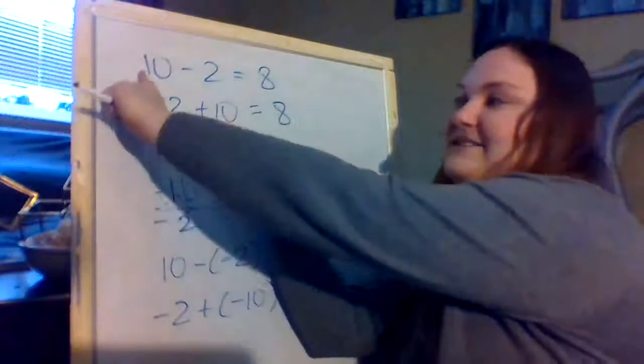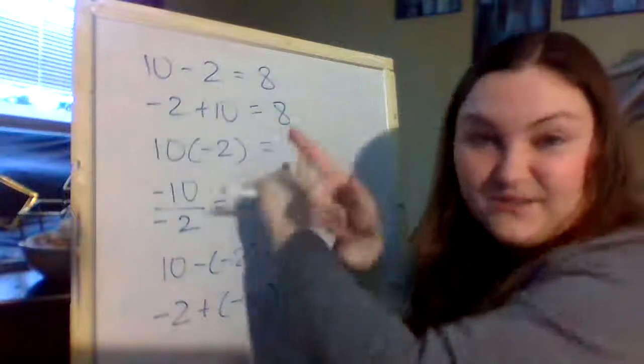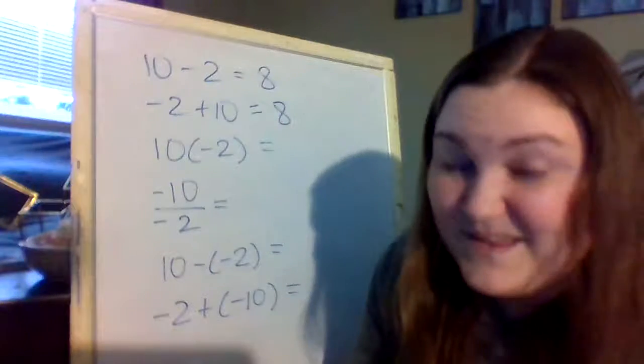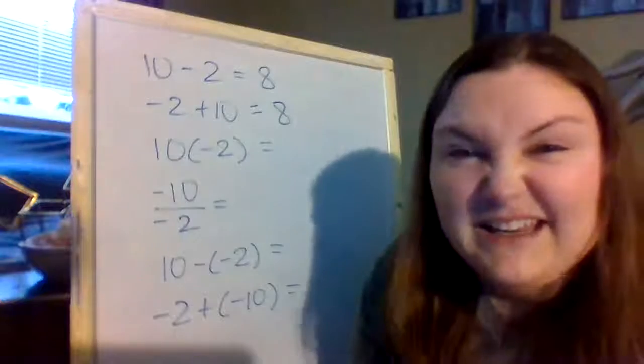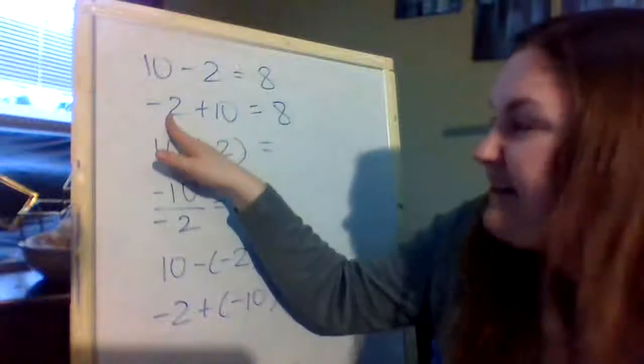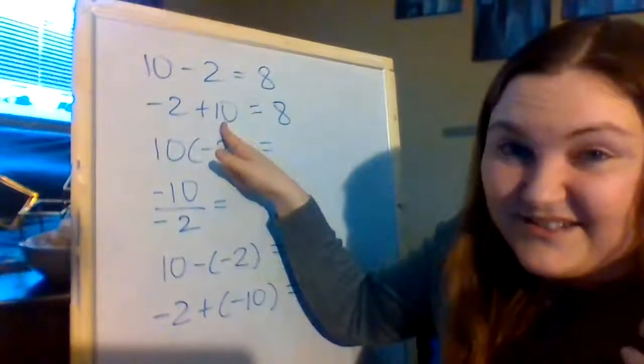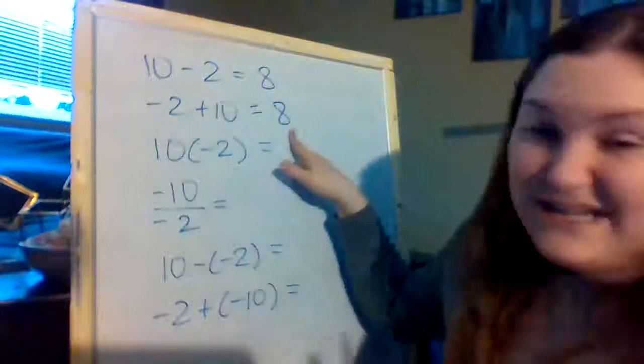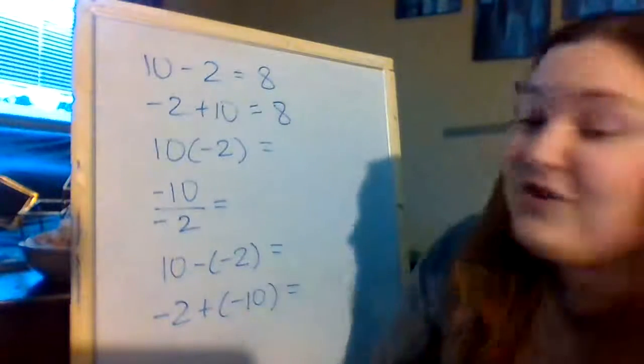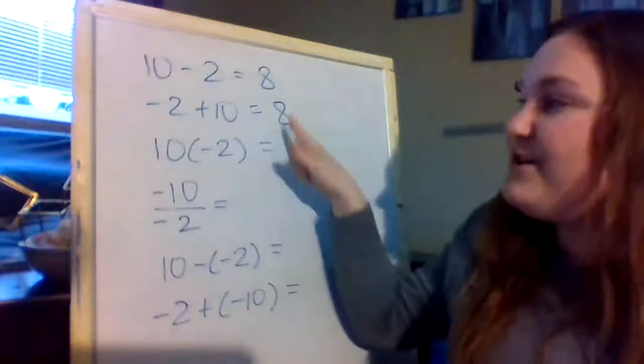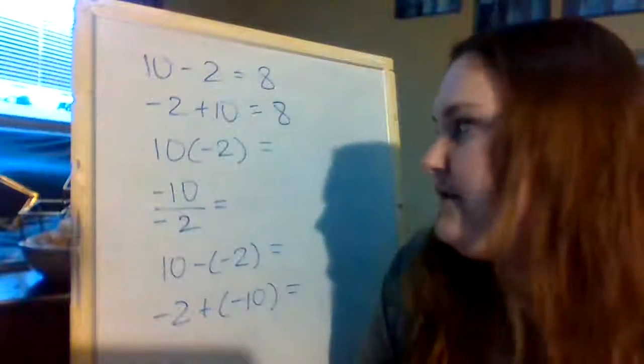You got a positive 10, you've got a -2. It's just switched around, but it means the same thing. If you're thinking about like money, this is like owing $2 and you have $10, so you would pay the $2 you owe and you would end up with 8. If you're using the rules, different signs mean you subtract. Keep the sign of the larger number. Lots of different ways you can get 8 for your answer.